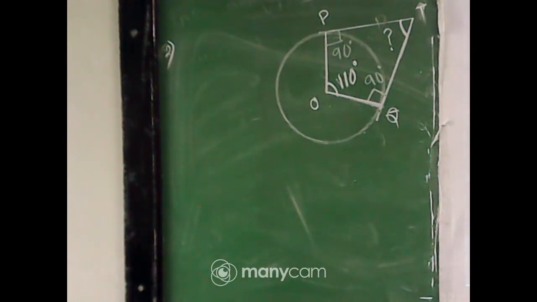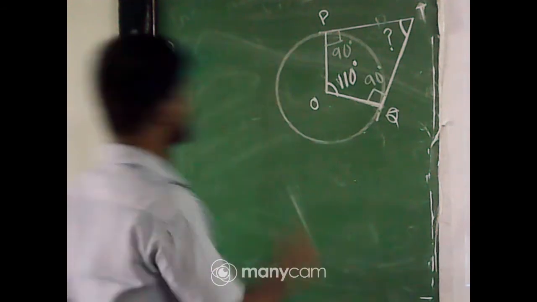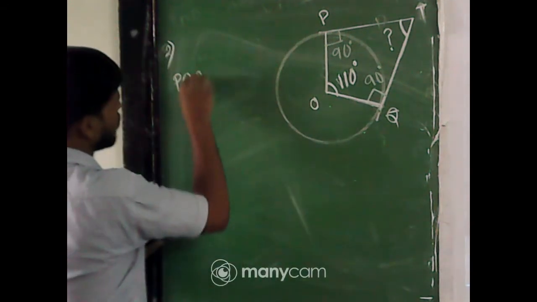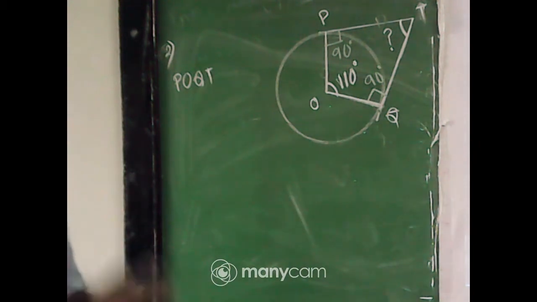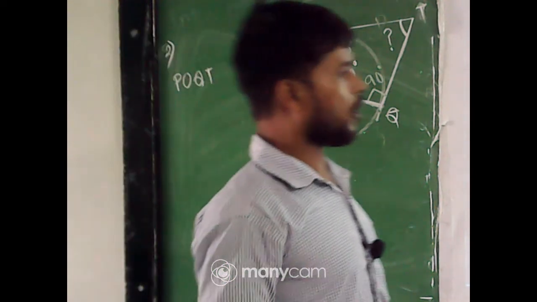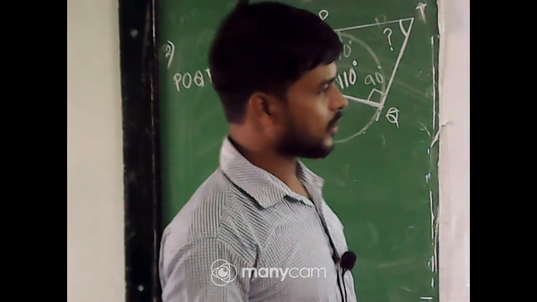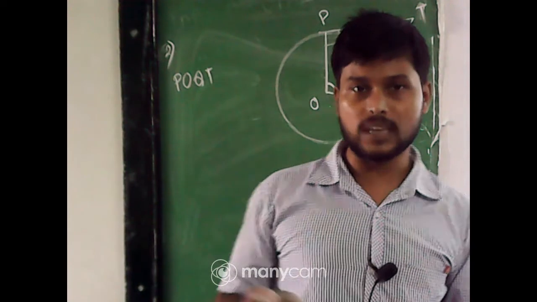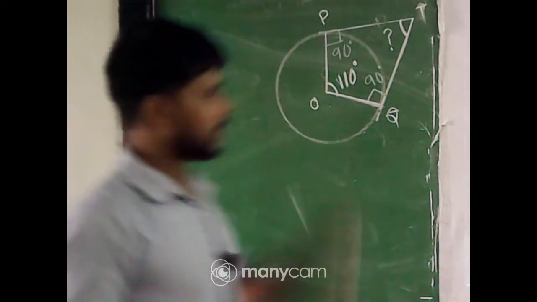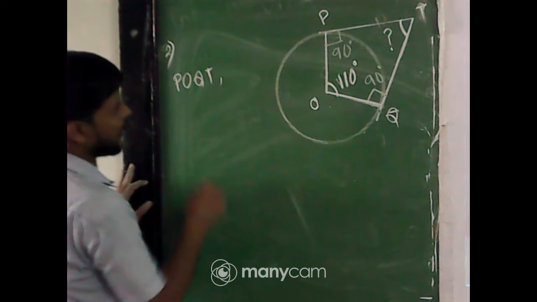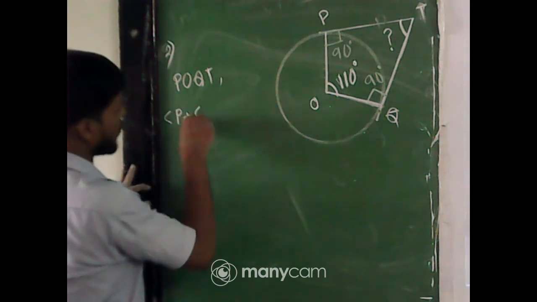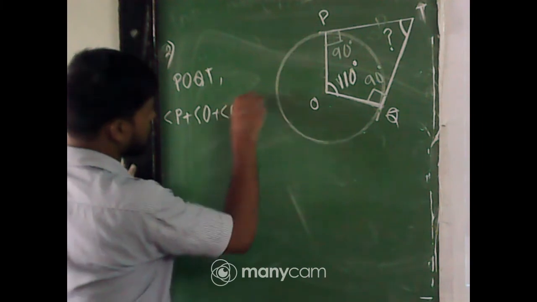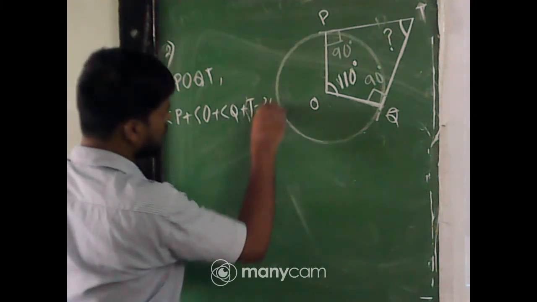Now if we consider the quadrilateral POQT and apply the angle sum property, what is the angle sum property of a quadrilateral? It says that the sum of all interior angles of a quadrilateral is equal to what? Yes, very good, 360 degree. So if I apply the angle sum property, angle P plus angle O plus angle Q plus angle T is equal to 360 degree.